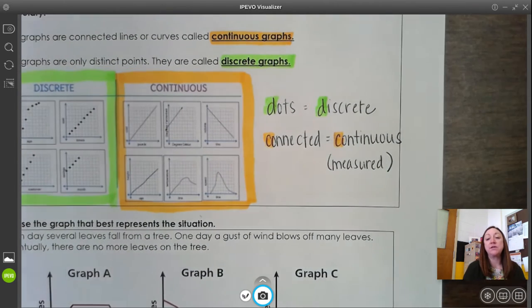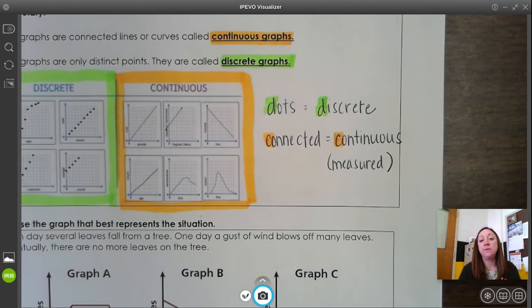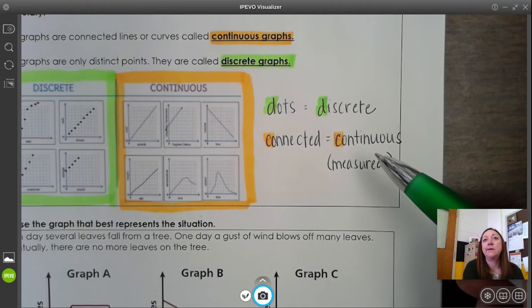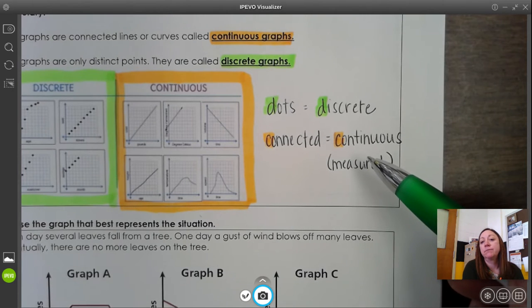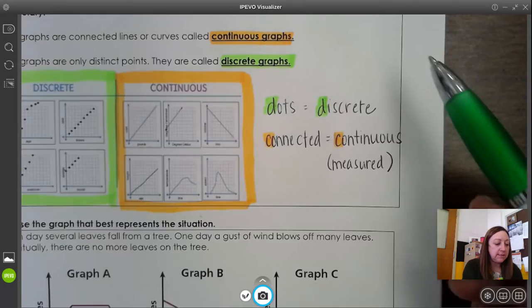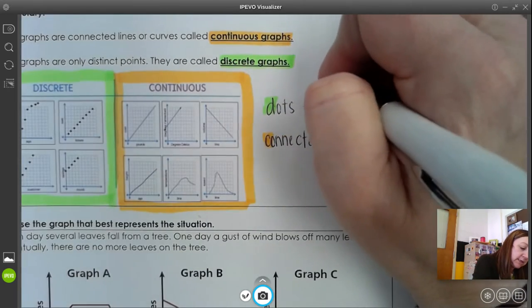Okay, anything that we measure, like temperature, could be continuous because it could be a decimal. There's always numbers in between whole numbers and other fractions and decimals. Other ones would be like weight is a measured unit, so that would be continuous. Height, those kind of things, anything you can measure. Okay, discrete is going to be counted data.